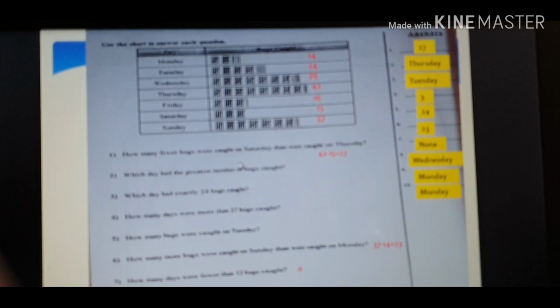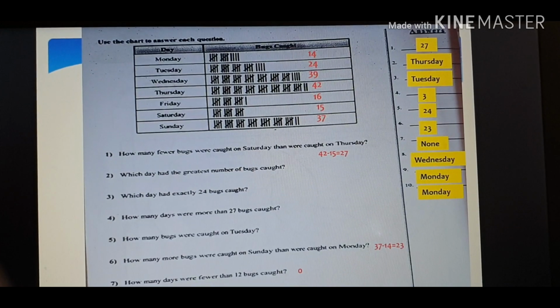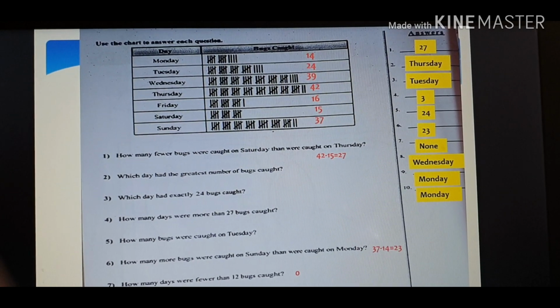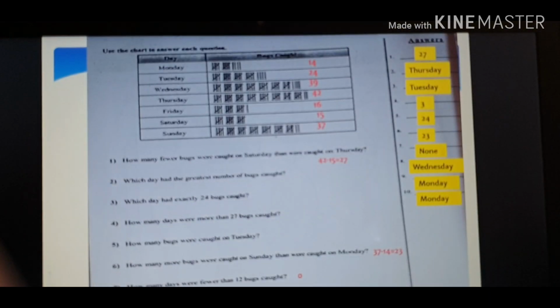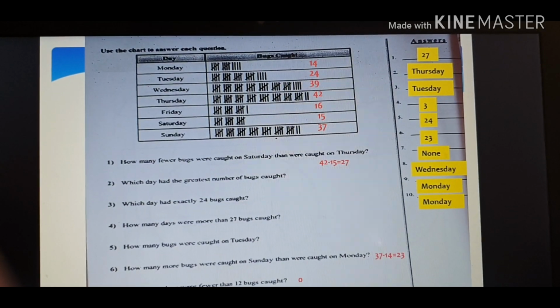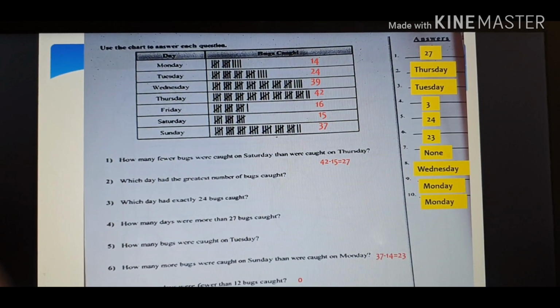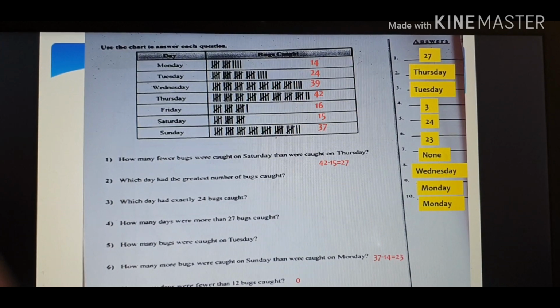How many fewer bugs were caught on Saturday than were caught on Thursday? Okay, how many on Thursday? 42. How many on Saturday? 15. So I will subtract 42 minus 15, which is 27. Can you answer the rest of the questions?